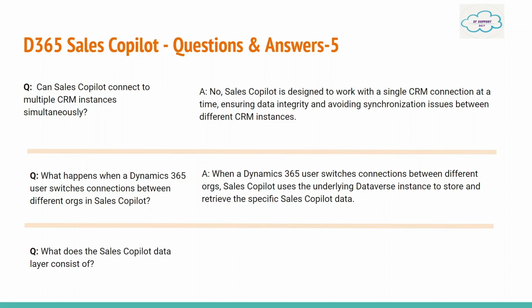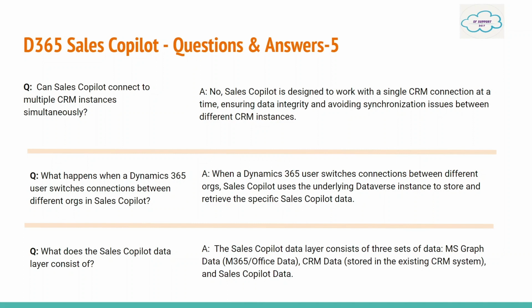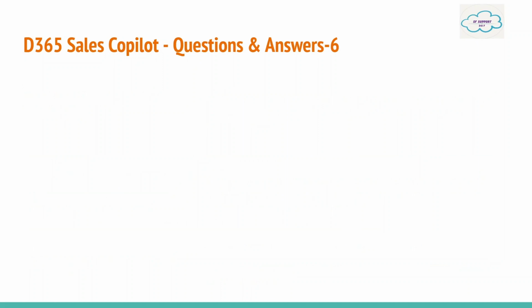Question. What does the Sales Copilot data layer consist of? The Sales Copilot data layer consists of three sets of data: Microsoft Graph data, that is Microsoft 365 Office data, CRM data, and Sales Copilot data.